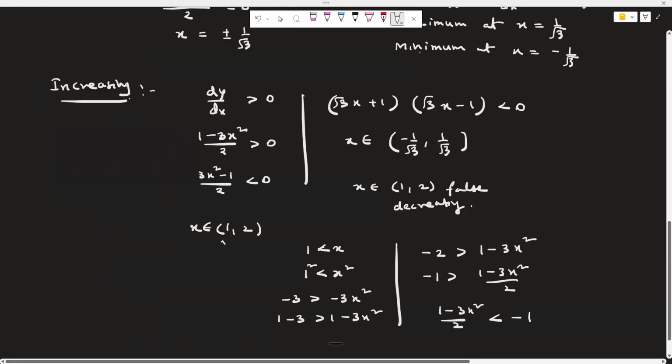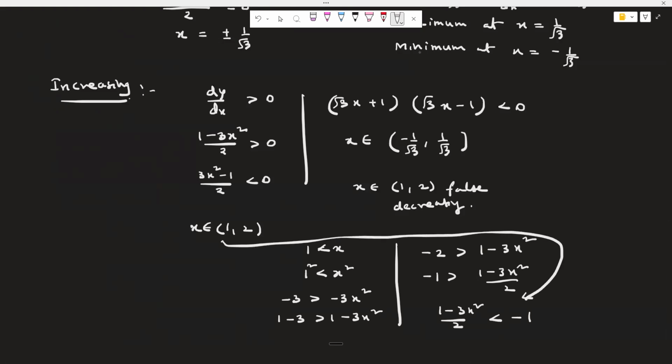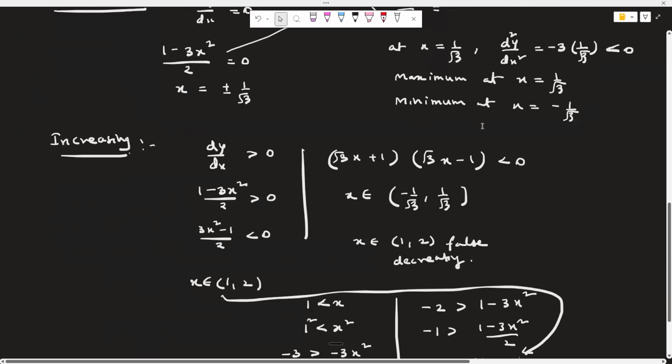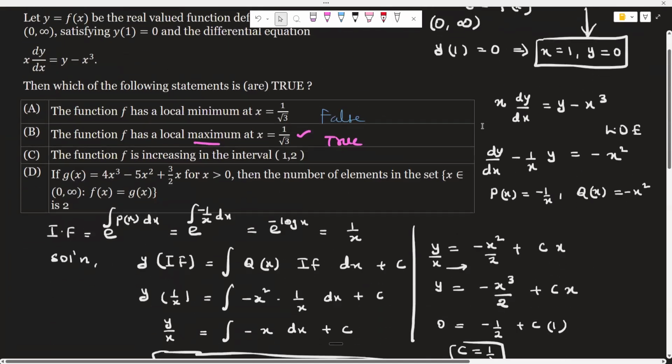So according to this scenario, we are getting this part. But he said that it is increasing, which is false. That's why it is decreasing. Therefore option C is false.